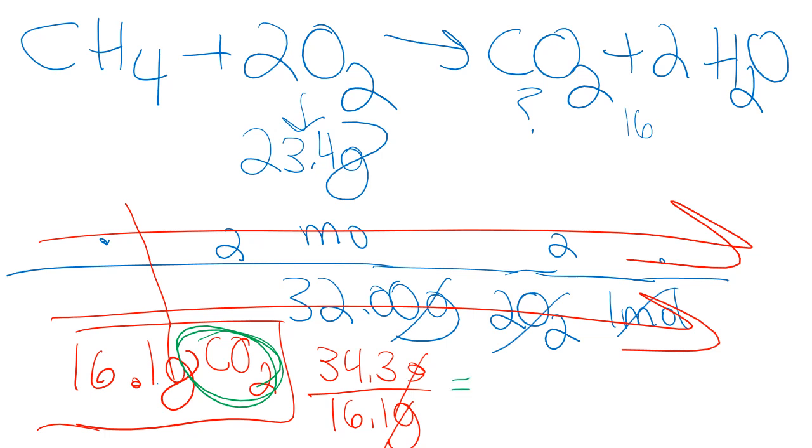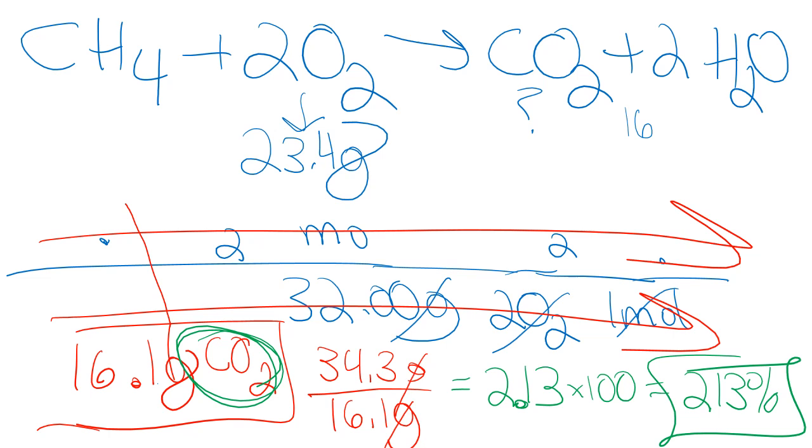Let's solve it anyways. 34.3 divided by 16.1, and we get 2.13, 3 sig figs, times 100. So multiply by 100, and that's 213%. So our percent yield is 213. When I give you one on the test, I will solve it before I just write numbers.